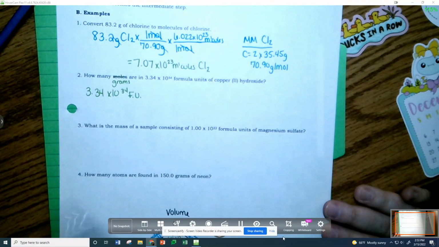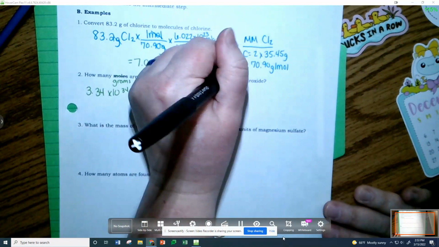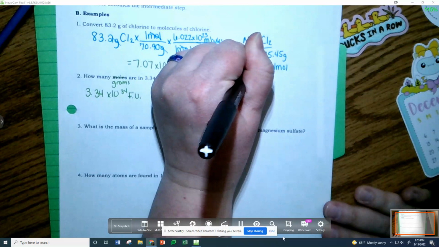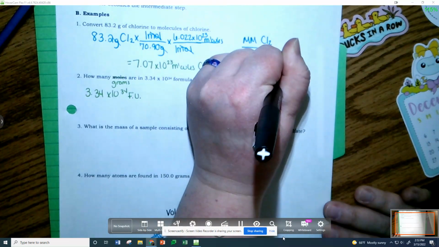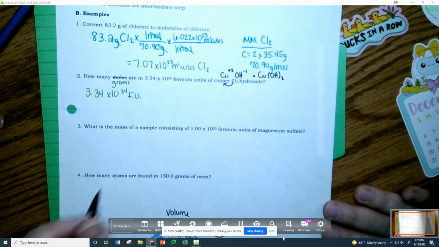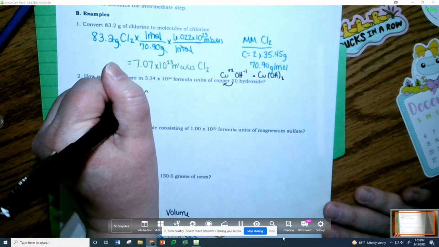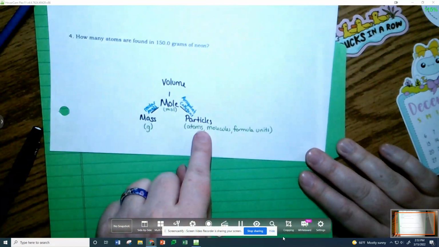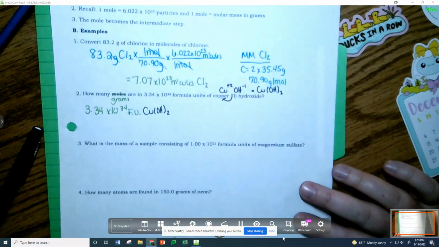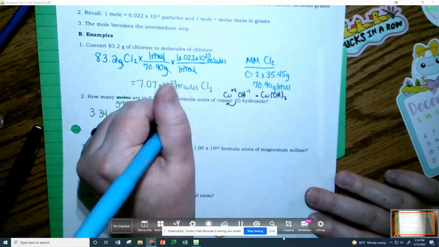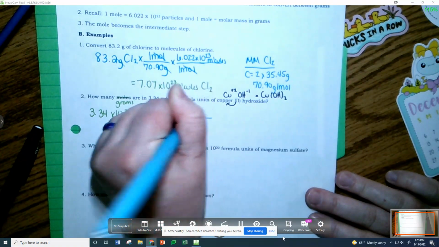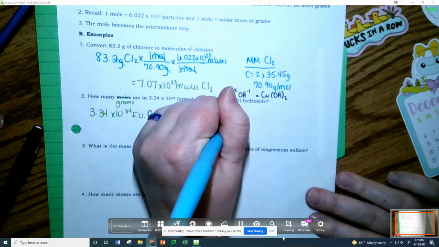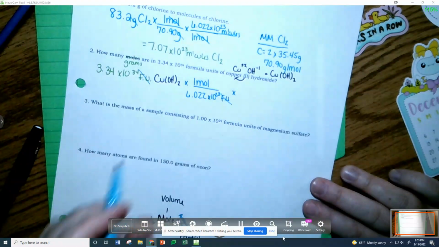I want to point out we're talking about copper 2 hydroxide. So that copper has a charge of +2 because of that Roman numeral. Hydroxide is OH minus 1. So we get Cu(OH)2. That'll be important when we get to the next step of coming up with our molar mass. But again, if you follow your map, we're at formula units. We need to convert to moles, and the only way to do that is through Avogadro's constant. So I need to divide by his constant and multiply by 1 mole. Okay. Formula units eliminate. I'm now at mole.